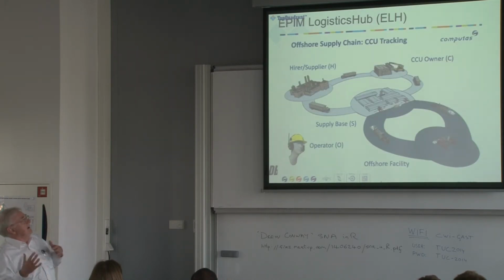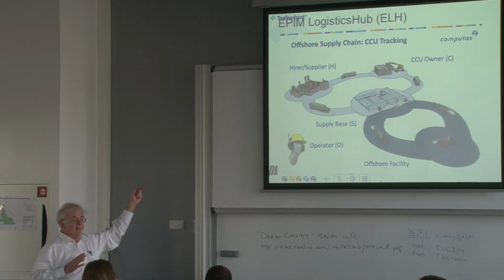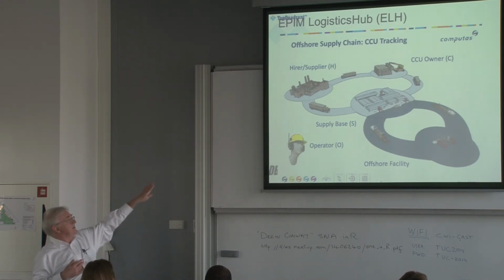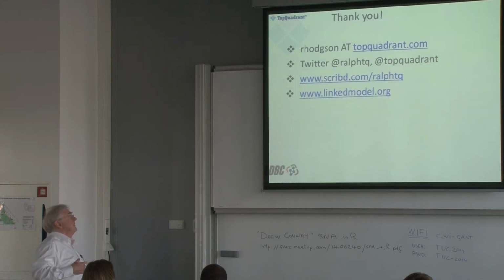Logistics hub, I mentioned it already, tracking containers brings its own problems with authorization. Who can view a CCU hire? Who can view a CCU itself? And that changes depending on what leg of the journey you're on. So there's a lot of dynamic authorization stuff going on here.